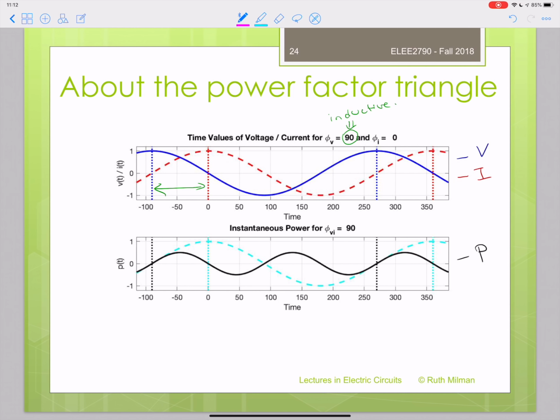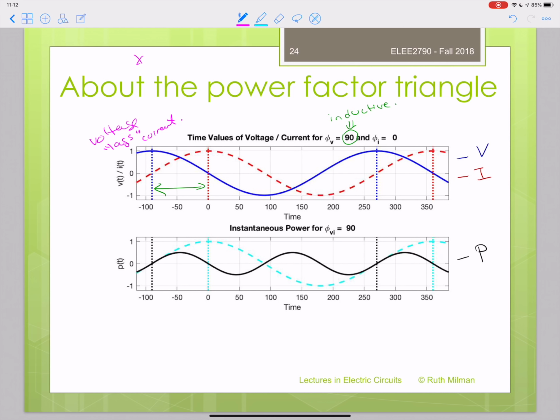So when you take a look at this purely inductive load, you see, first of all, that the voltage lags the current. You could say the current leads the voltage, or you could say the voltage lags the current. We typically talk about what the voltage does. So voltage lags the current. And that tells us everything we need to know in terms of the power triangle.